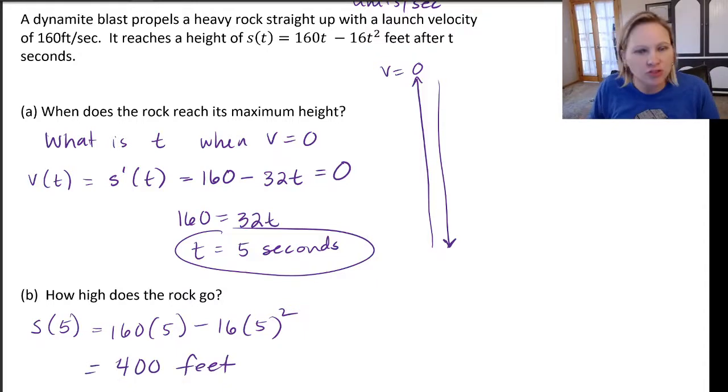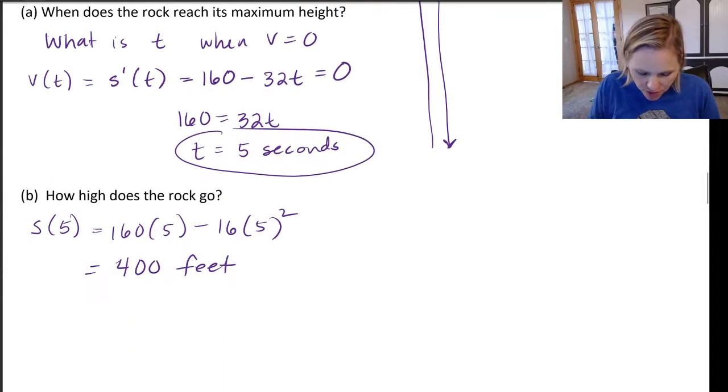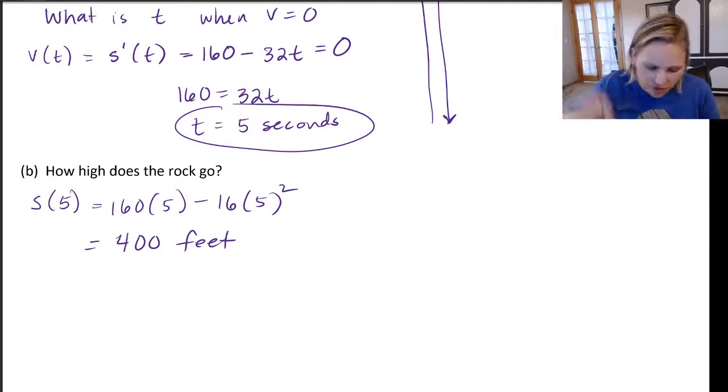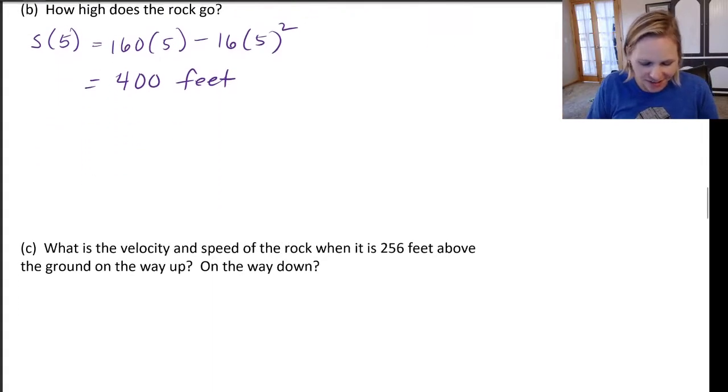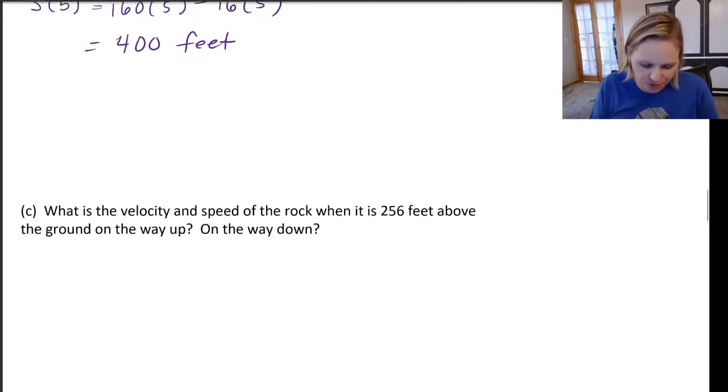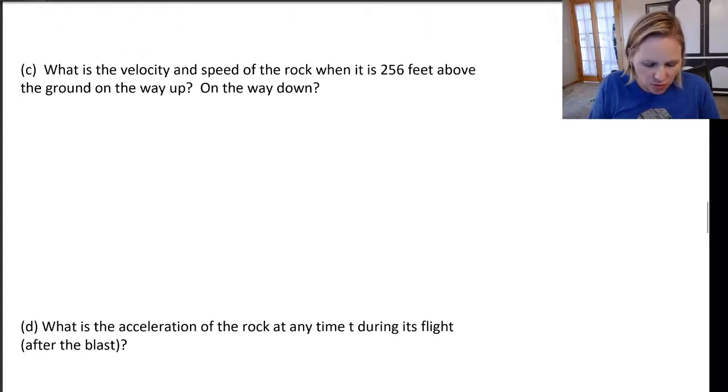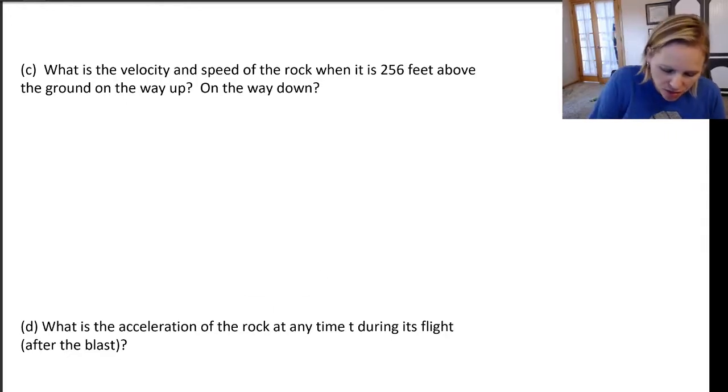And we get that 400 feet is my maximum height. So it goes up 400 feet, turns around, comes right back down. Now, these are all well and good. We don't always get such nice numbers. So let's take a look at this one. What is the velocity and the speed of the rock when it is 256 feet above the ground on the way up? So we want to know what the velocity is at 256 feet.